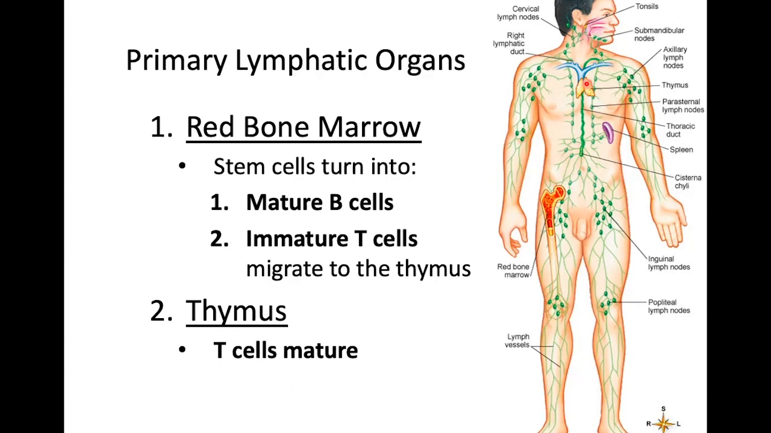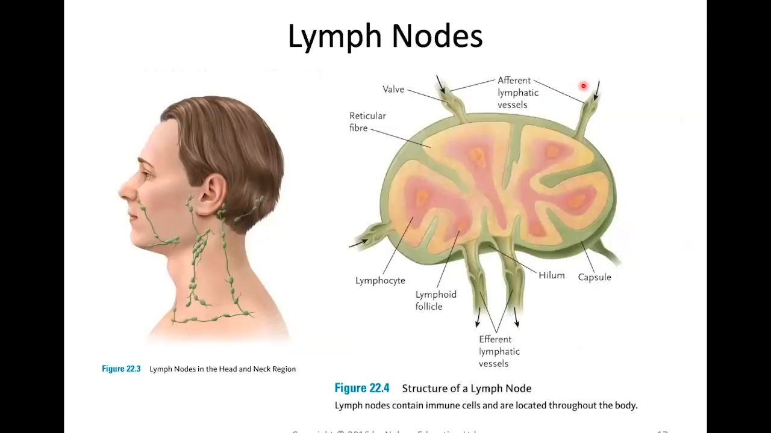And so this process of maturation allows for these immature cells to be exposed to your own antigens, your own markers on your cells that identify your cells as self. That way, when they migrate out to your lymph nodes and the spleen, they're able to recognize your own cells versus foreign pathogens. So the B cells mature in the bone marrow and the T cells mature in the thymus.